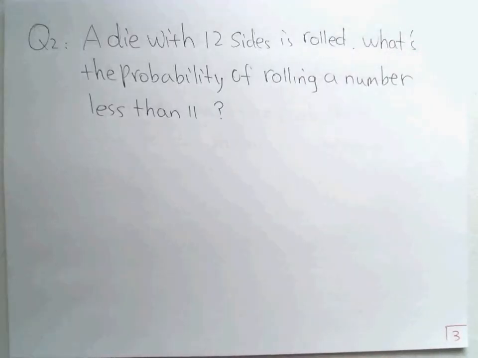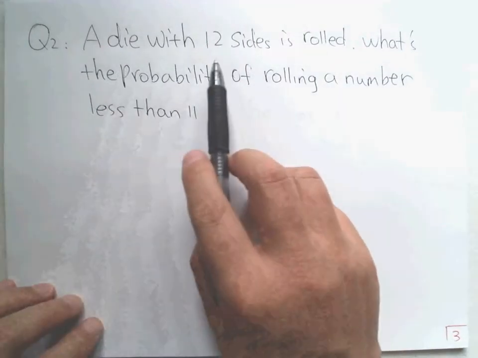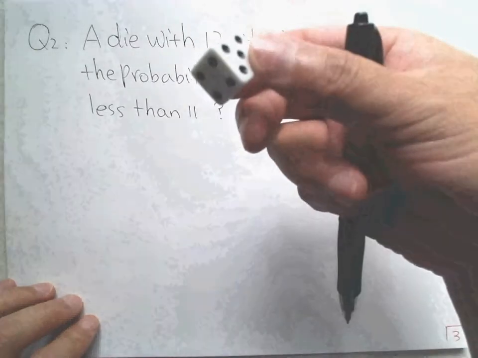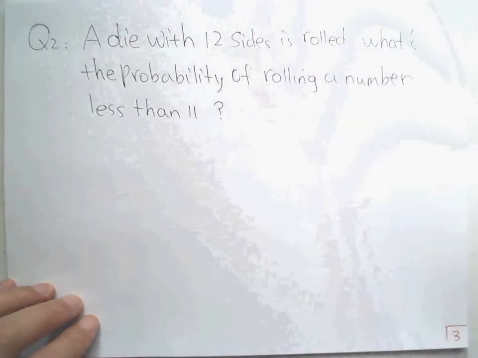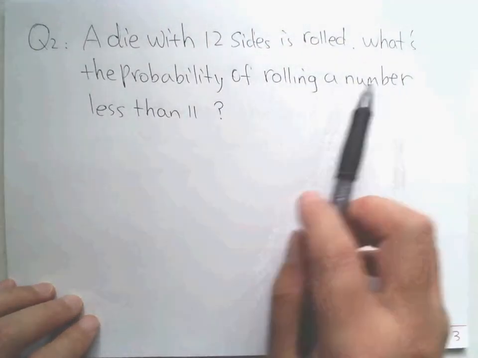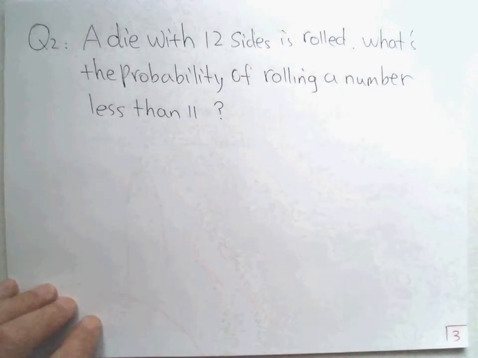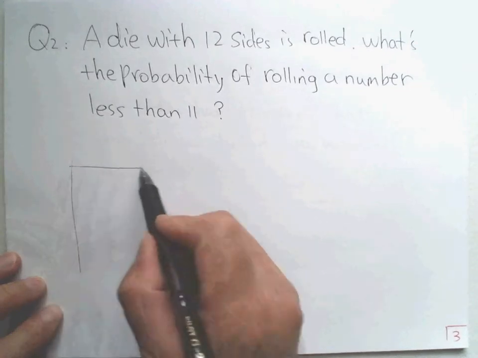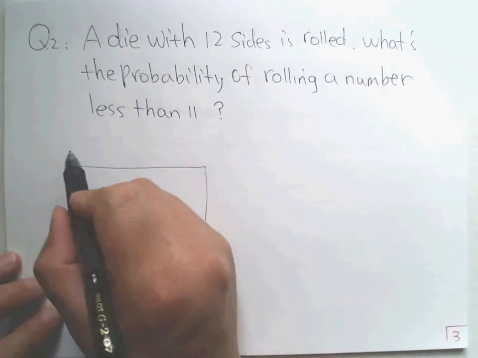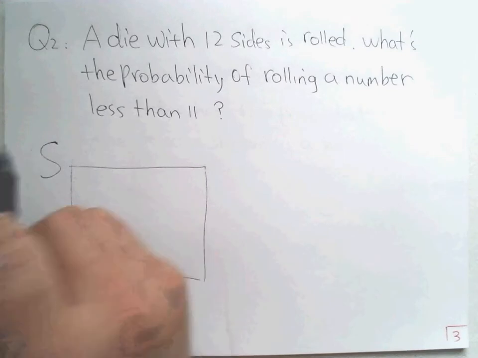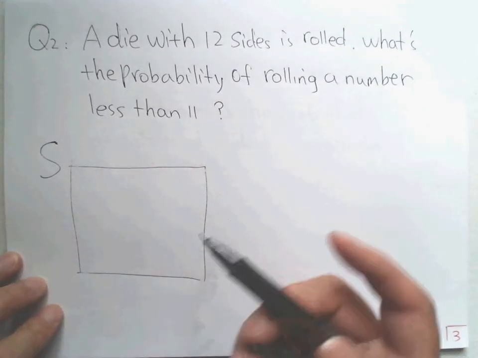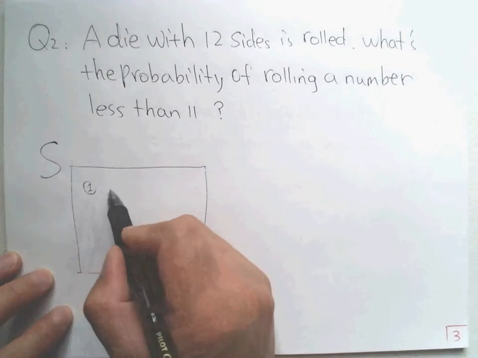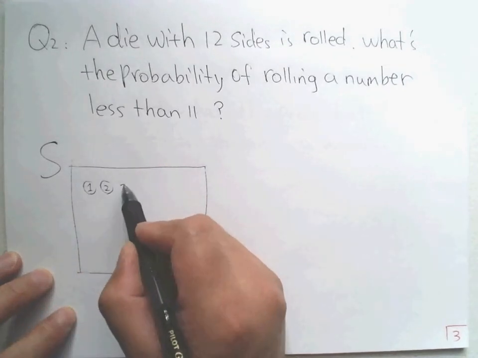One more, look at this. A die with 12 sides. Of course it is not the normal die. What is the probability of rolling a number less than 11? Let's think about this. I still put the sample space here. How many? Probably you can roll number 1, number 2, or number 3.